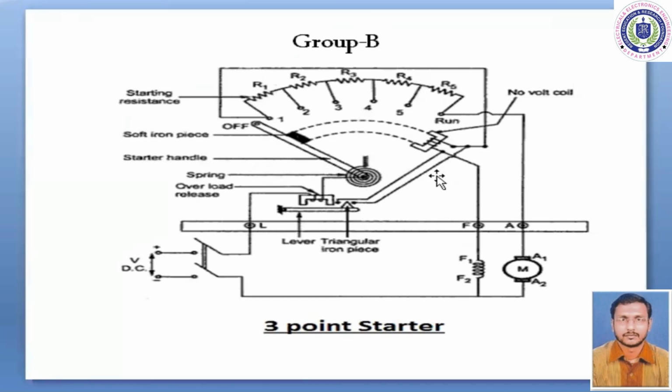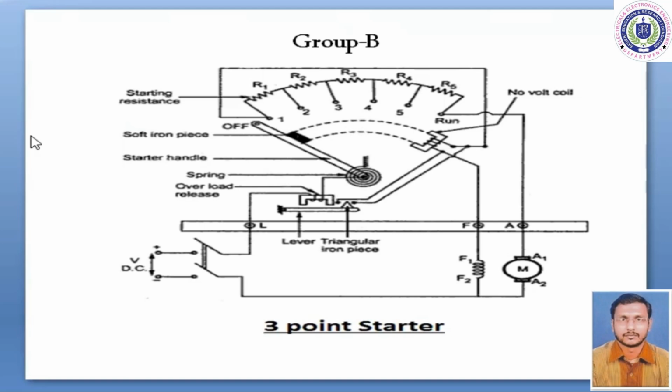The no voltage coil being shorted means it will be de-energized through this path and then automatically push back the arm to the off position. So that motor will be off, and the motor will not be damaged. So these are the things which you have to mention in the working principle of 3-point starter.